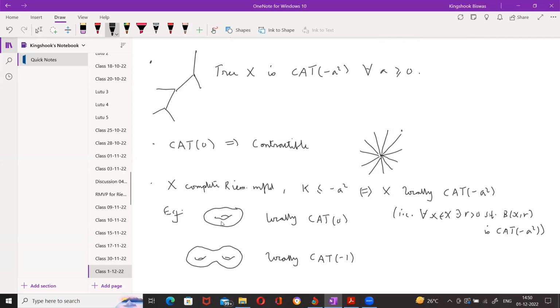So if I take a torus, then the torus is not contractible, right? So it cannot be globally CAT(0). It is just locally CAT(0). If you increase the genus, then it becomes more negatively curved. If I take a hyperbolic surface of genus 2, then the curvature is constant equal to -1, right? Then it is just locally CAT(-1). That's all one can say.